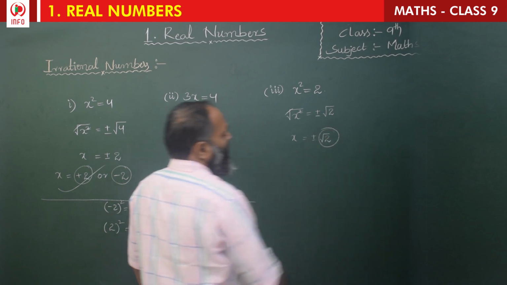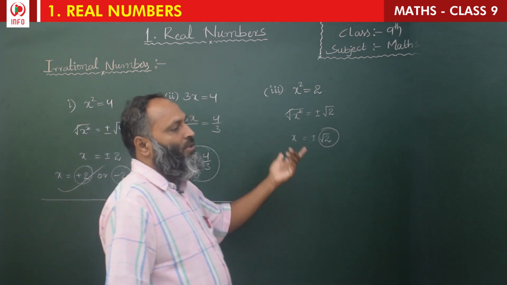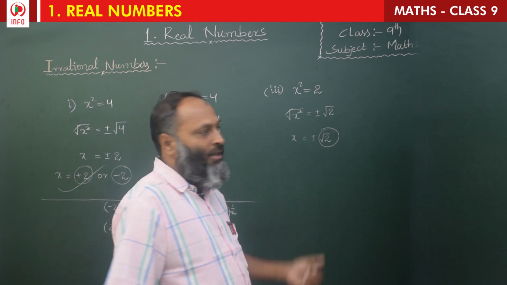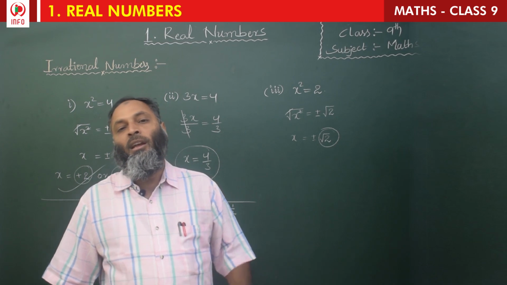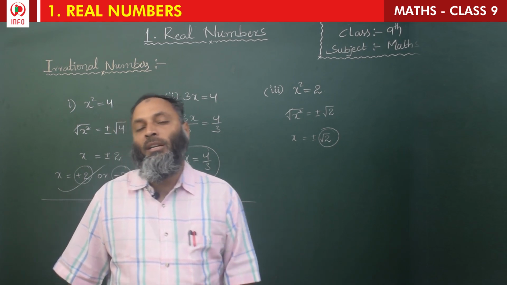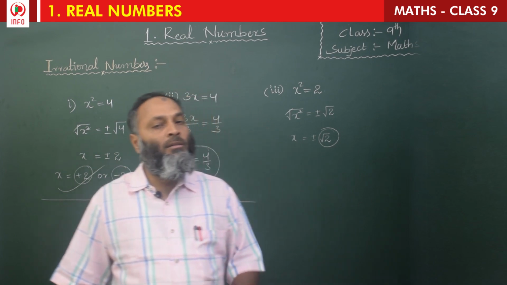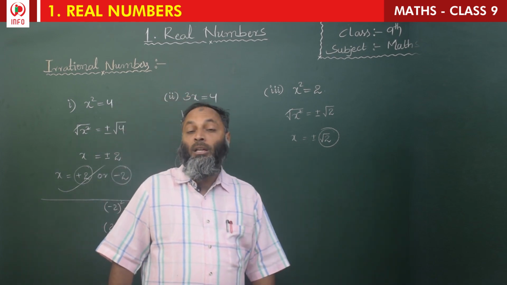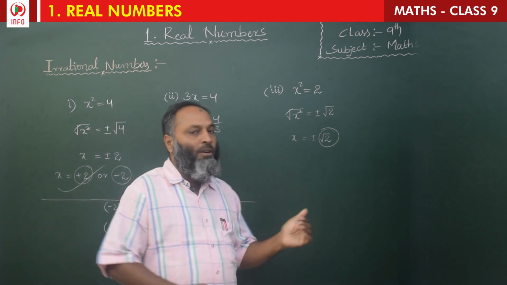Here root 2 is there. What is the root 2 value? This root 2 is not a perfect square root value. If it is not a perfect square root value, then what is it? It is an irrational number. Then how to represent it on the number line, and also how to find the value of root 2, that we are going to discuss.